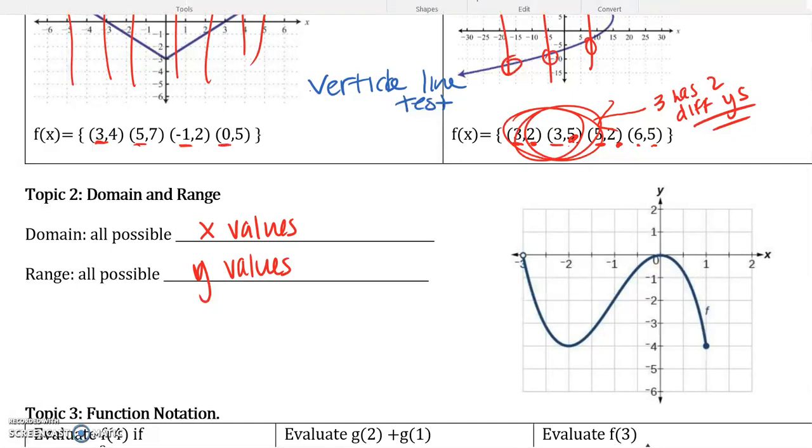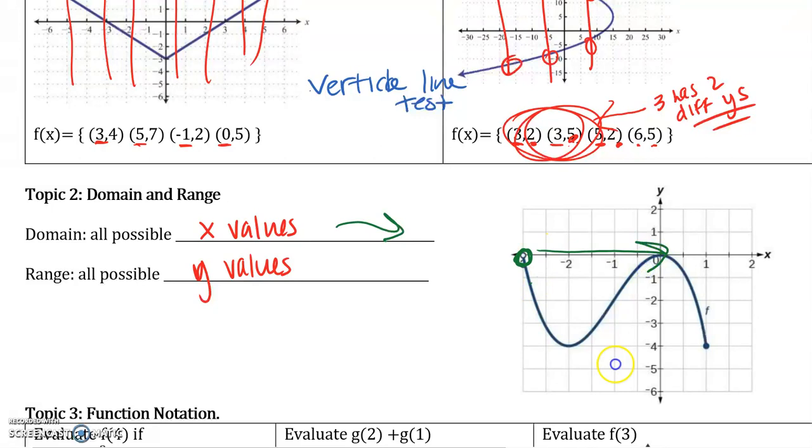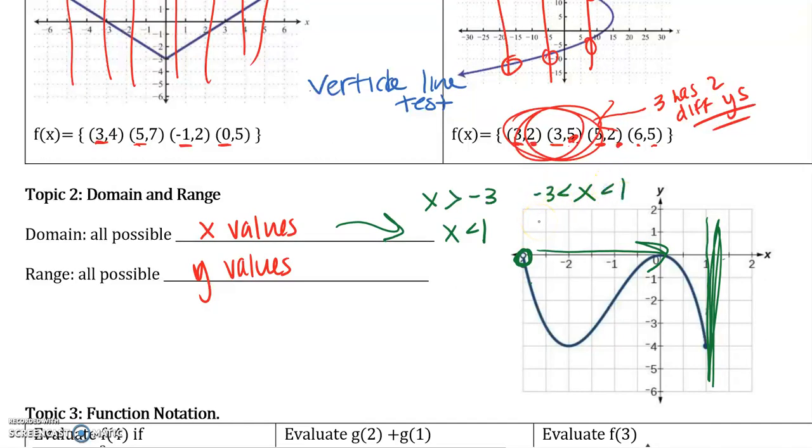If I'm looking at this grid and I want to figure out the domain, I'm looking at all the possible x values. So for my example, I have an open circle on -3, and my graph is getting bigger, or my x values are getting bigger. So I'm going to say x has to be greater than -3. And going on and on and on, the last x value I use is 1. So my x's have to be smaller than 1. I can combine these two together and I can say x has to be greater than -3, but smaller than 1.